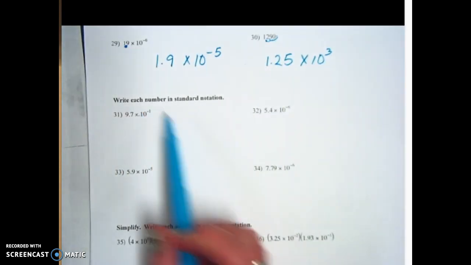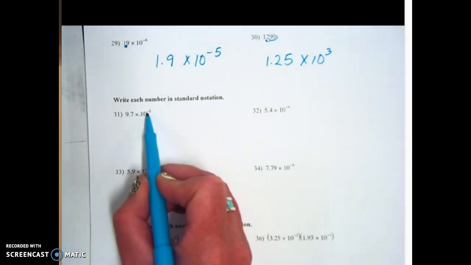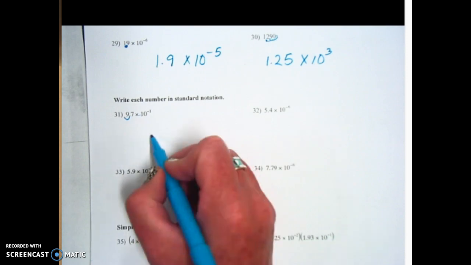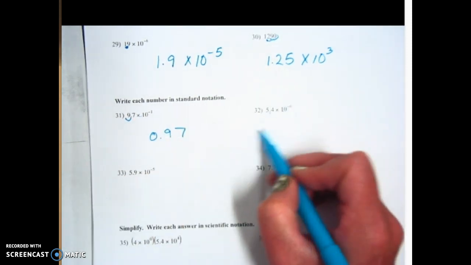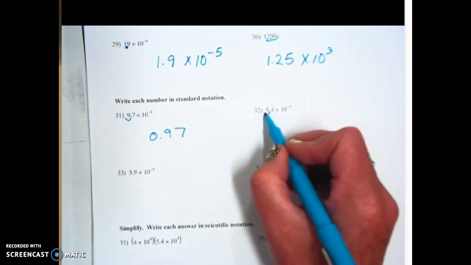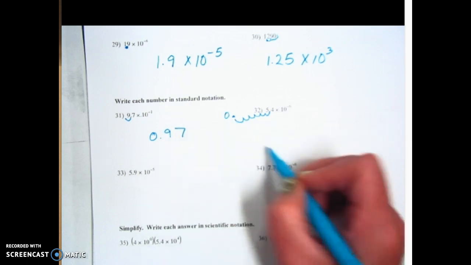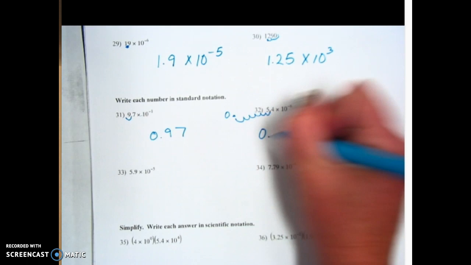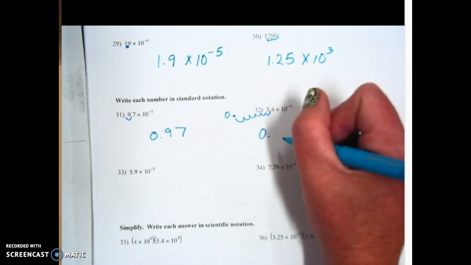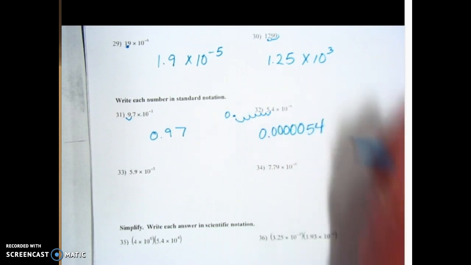Numbers 31 through 34, they want us to write in standard notation. So the decimal point's right here. We want to move it one spot to the left, so it becomes 0.97. Here they want us to move it 6 places to the left. 1, 2, 3, 4, 5, 6. The decimal point right there. I'm going to add a 0 out front. And then there's 1, 2, 3, 4, 5.